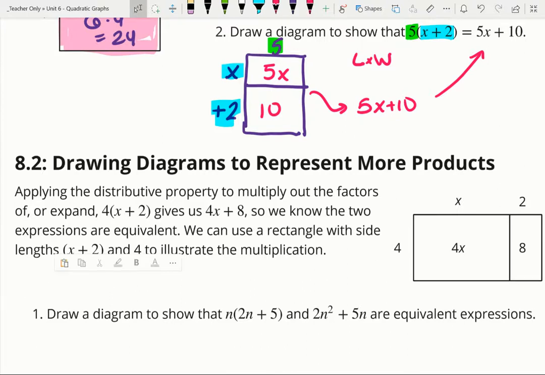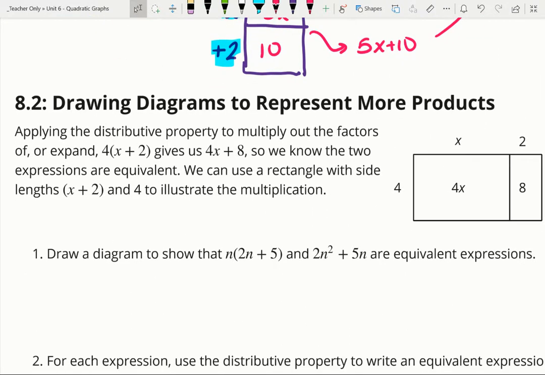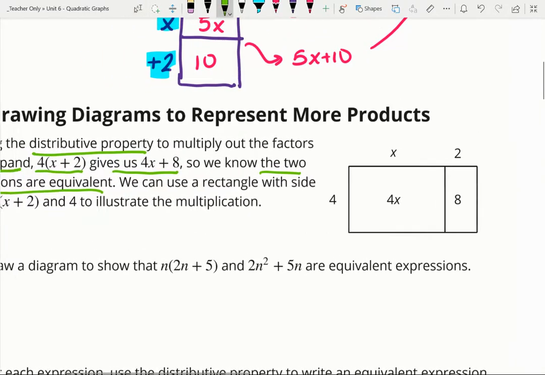So read this with me here in 8.2, drawing diagrams to represent more products. Applying the distributive property to multiply out the factors of, or expand, 4 times x plus 2 gives us 4x plus 8. So we know the two expressions are equivalent, and we can just do that over here really quickly. 4 times x plus 2, when we distribute 4 to the x, we get 4x. And when we distribute 4 to 2, 4 times 2 gives us 8. So it looks like that statement is true.